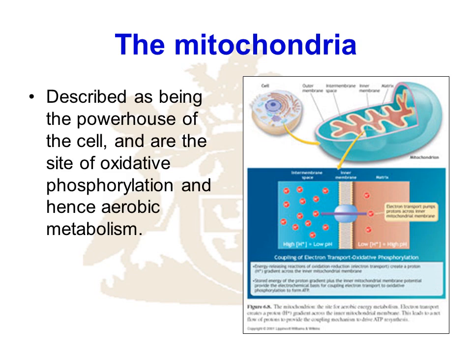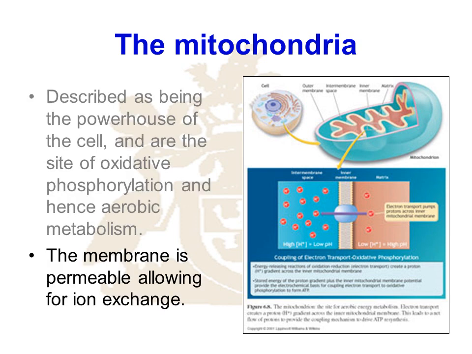Well, as I said, it's referred to as the powerhouse of the cell and is the site of oxidative phosphorylation and therefore the aerobic generation of ATP, aerobic metabolism. But I've also said that the role of the mitochondria is linked to what is going on outside of the cell. How? Well, the link is the fact that the membrane is permeable. In fact, what it perhaps should be is semi-permeable.